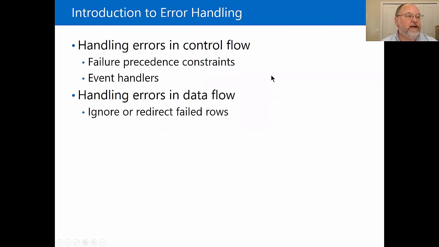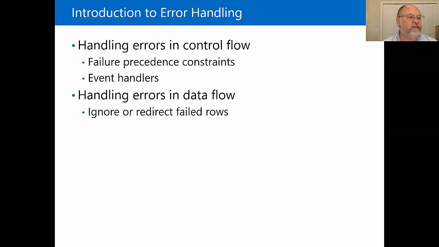So we've got error handling in control flow. We've already pretty much covered that. You're going to deal with your precedence constraints, and you're going to deal with completed, failed, and successful. And you can also, as we looked at, deal with expressions in there. So that's primarily how you're going to deal with problems at runtime in the control flow. You will also have the event handlers that we talked about. But on data flow, I don't have event handlers. So what do I do there?